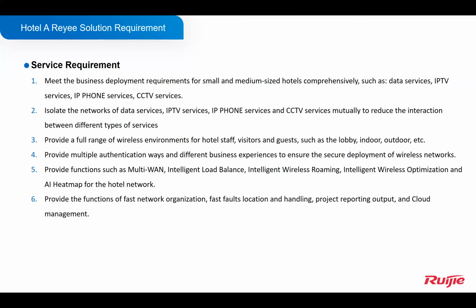Okay. And then after that, we provide some functions like multi-WAN, intelligent load balance, intelligent wireless, and intelligent wired optimization. And the new function is the AI heat map. We will provide this function for our hotel network.